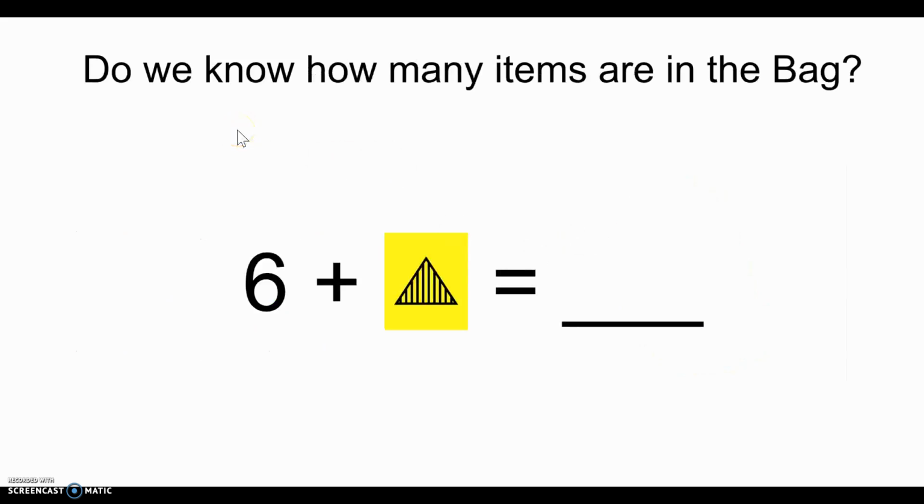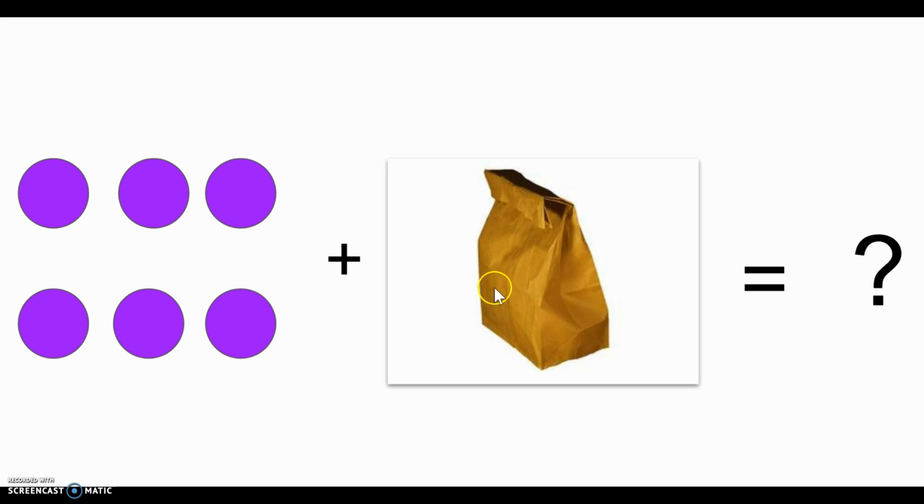Because we don't know how many items are in the bag, we are going to use a variable to represent that. And in this equation, we have the triangle. The triangle is representing the paper bag and what's inside the paper bag. Because we don't know how many circles or items are in the bag, we are representing it with a variable, because any number can be plugged into that. So we have our equation kind of set up.